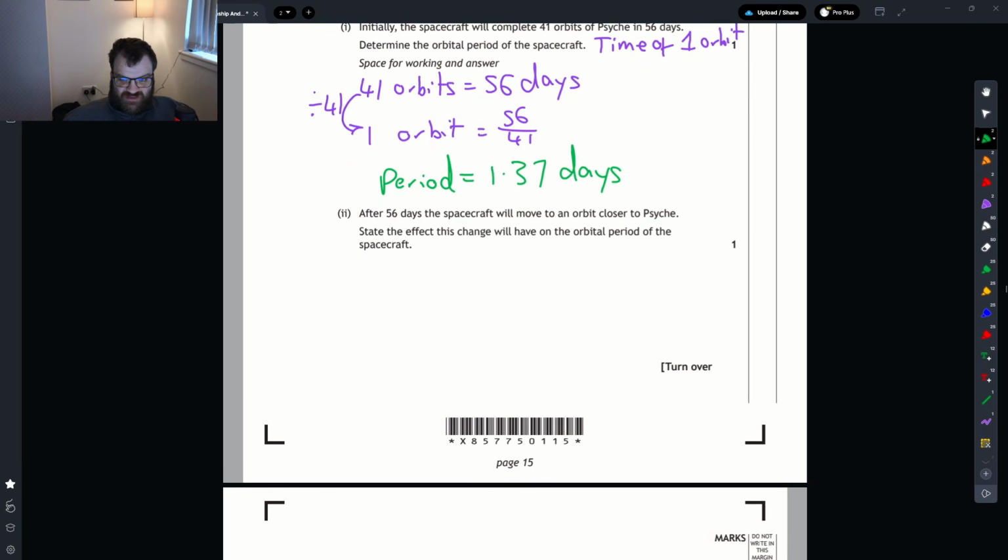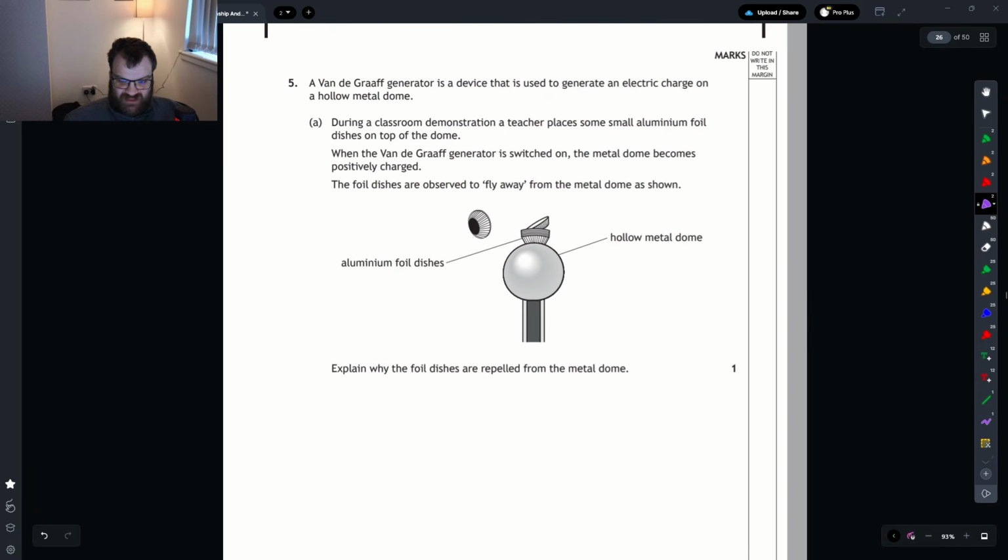After 56 days, we move to an orbit closer to that. What will happen to the orbital period? That will have to decrease because it's a shorter distance. So if it's a shorter distance, it will take less time to travel around that distance. So that should be decreased.